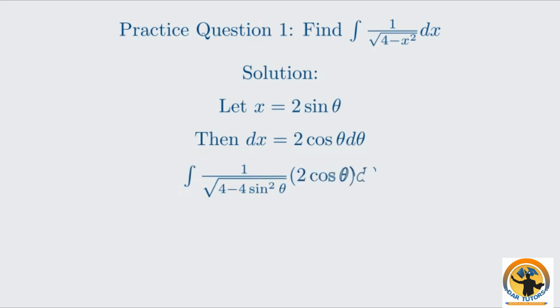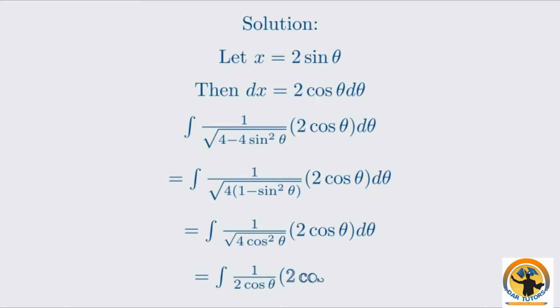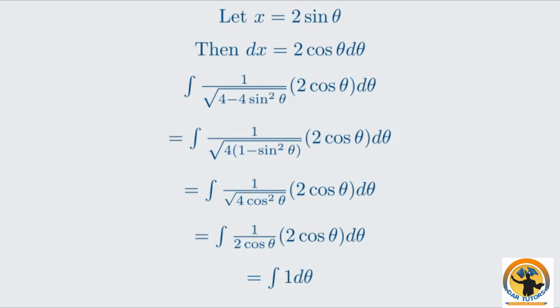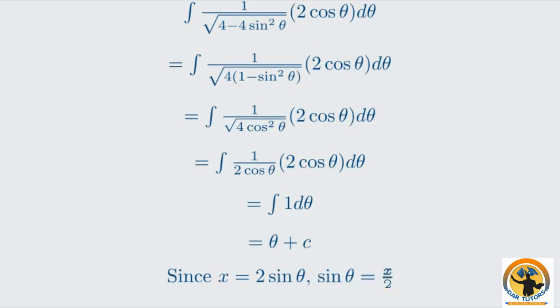Now, let's substitute. The denominator becomes the square root of 4 minus 4 sine squared theta, which simplifies to 2 cosine theta. The numerator is dx, which is 2 cosine theta d theta. The 2 cosine theta terms cancel out, leaving us with the integral of 1 d theta. The integral of 1 d theta is theta plus c.